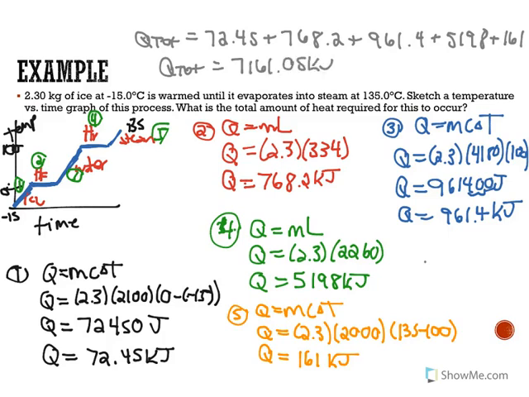7,161.05 kilojoules. Normally on a test I would tell you to write a certain amount of significant figures. We're just going to write this to 3 significant figures. So 7,160 kilojoules. And here's our final answer. There we go. Long lesson today. Sorry about that. Let me know if you have questions.